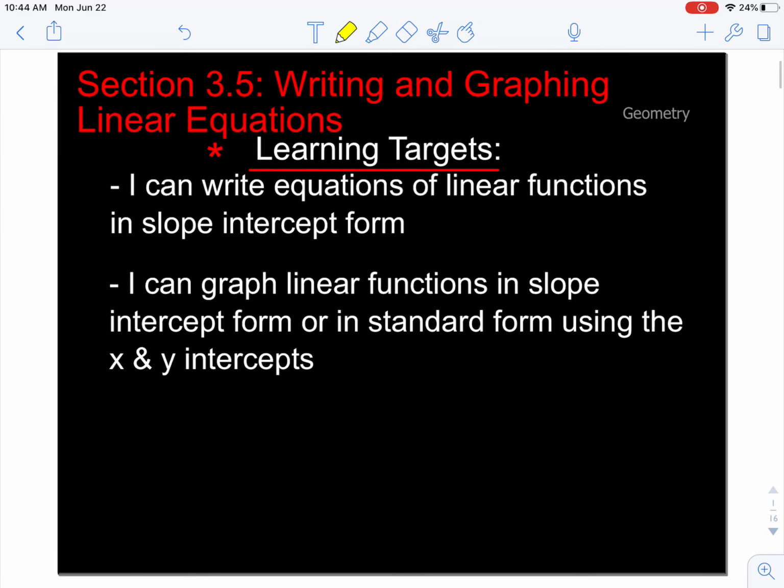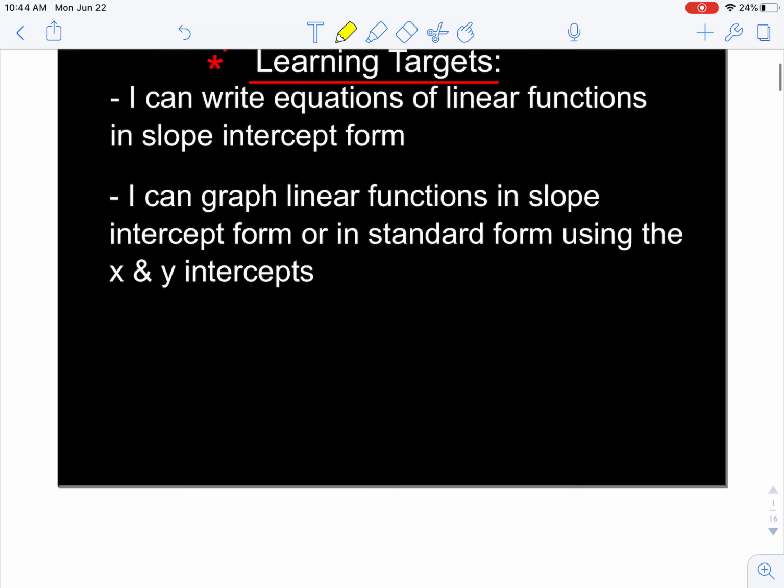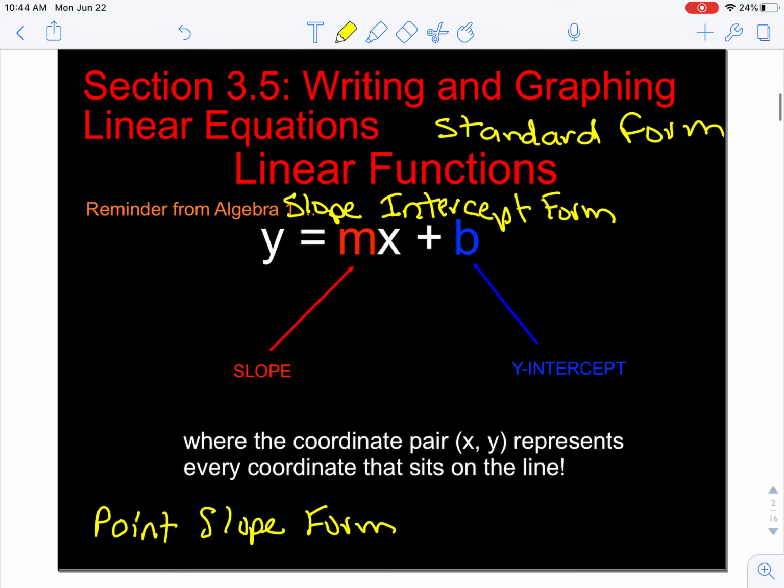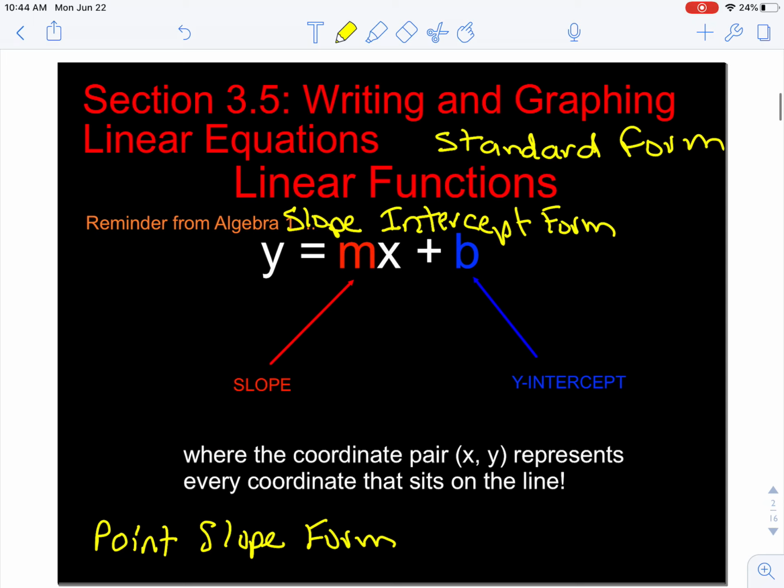Section 3.5, Writing and Graphing Linear Equations. We are going to write equations of linear functions in slope-intercept form. We're also going to be working with standard form, and we're going to be talking about x and y intercepts and graphing lines as well. So this should be fairly familiar for you from intermediate algebra. So hopefully this will come back pretty quick, but there is a lot to cover.